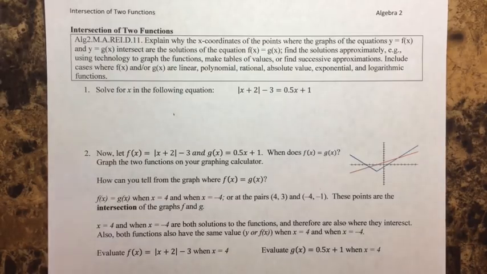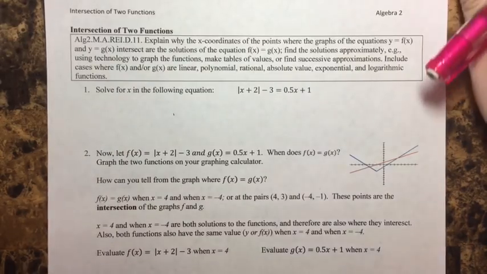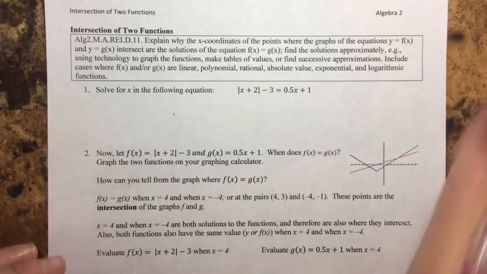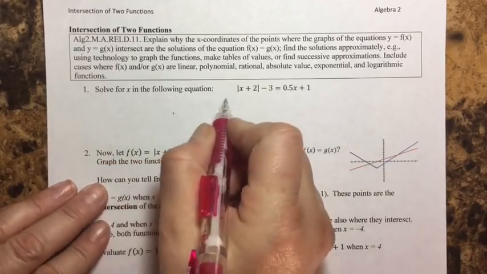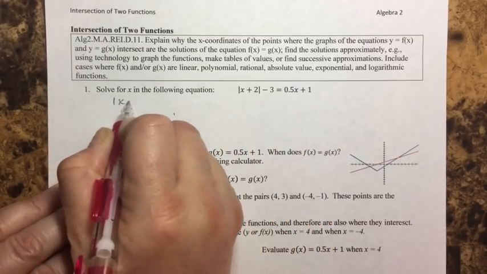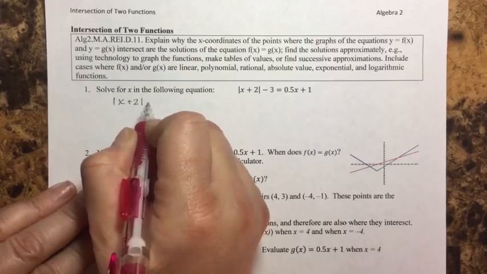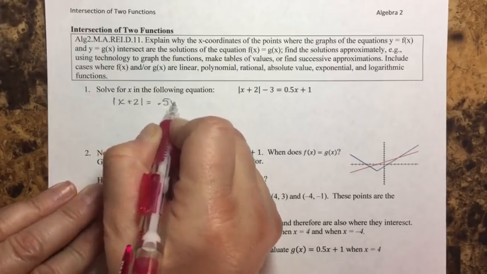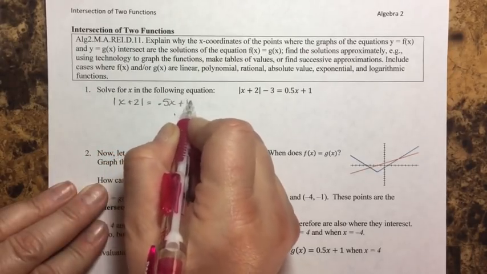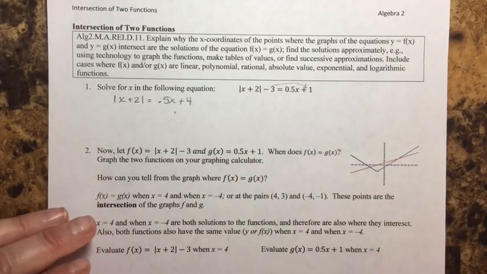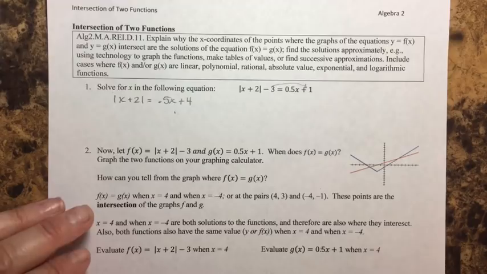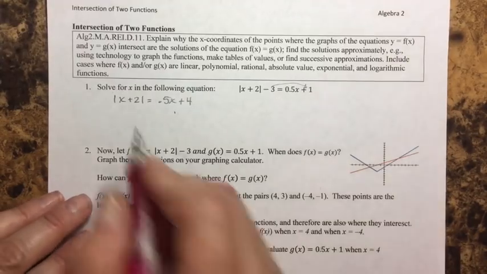All right, so the first thing we're going to do is add 3 to both sides. So we get absolute value of x plus 2 equals 0.5x plus 4, since we add 3 plus 1. You see that? I added 3 over there, all right? Now, we have the absolute value here.